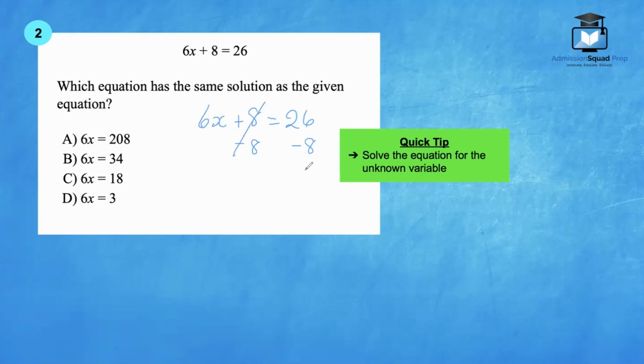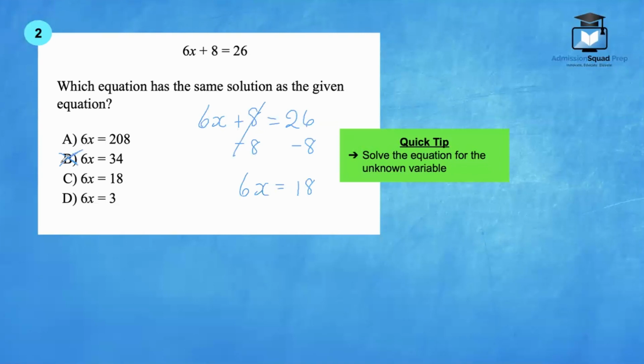8 minus 8 cancels out. 26 minus 8 is going to give us 18, okay? So we have 6x equals 18. Now, some students might have made the mistake, and instead of subtracting 8 on both sides, they would have added 8 on both sides, which is totally incorrect. If we add 8, we would have 26 plus 8, which is 34. That would be the incorrect answer.